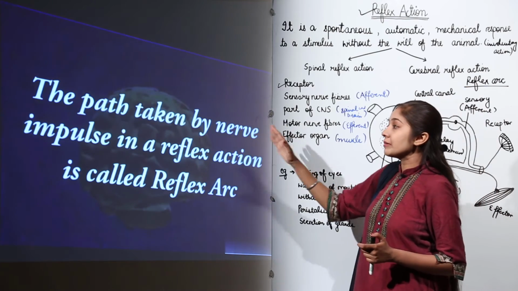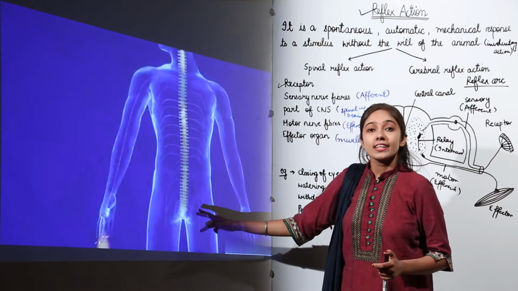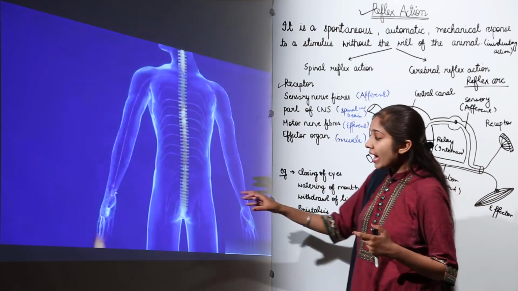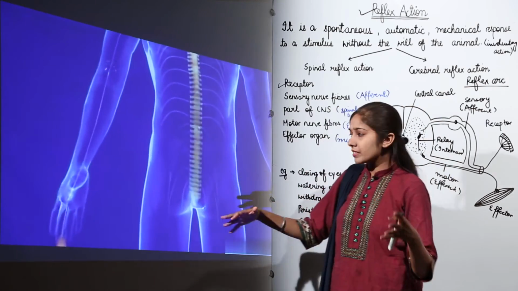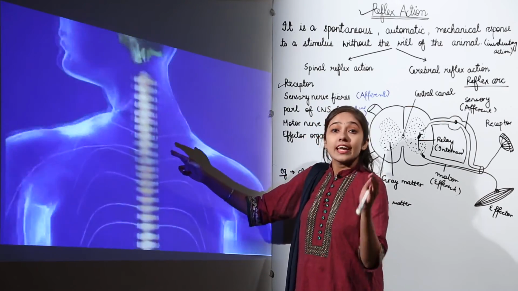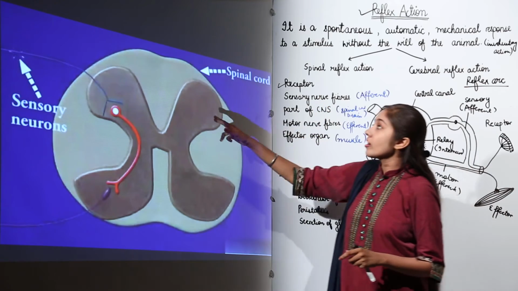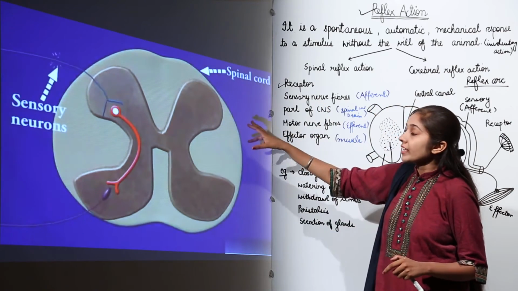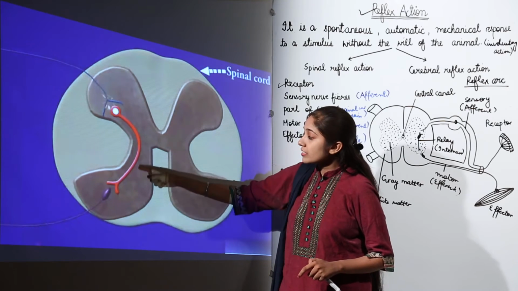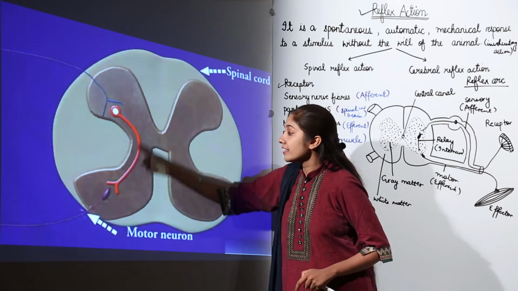The path taken by a nerve impulse in a reflex action is called what? It's called the reflex arc, right? Now just see how it happens. We have the thermoreceptors, or the receptors, for example in your skin. They are going to send what? The nerve impulse, through what? Through the sensory nerve fibers to your central nervous system, that is the spinal cord. Then from the sensory neurons, as you can see, this impulse is transmitted to the motor nerve fiber from what? From this interneuron, that is the relay neuron.